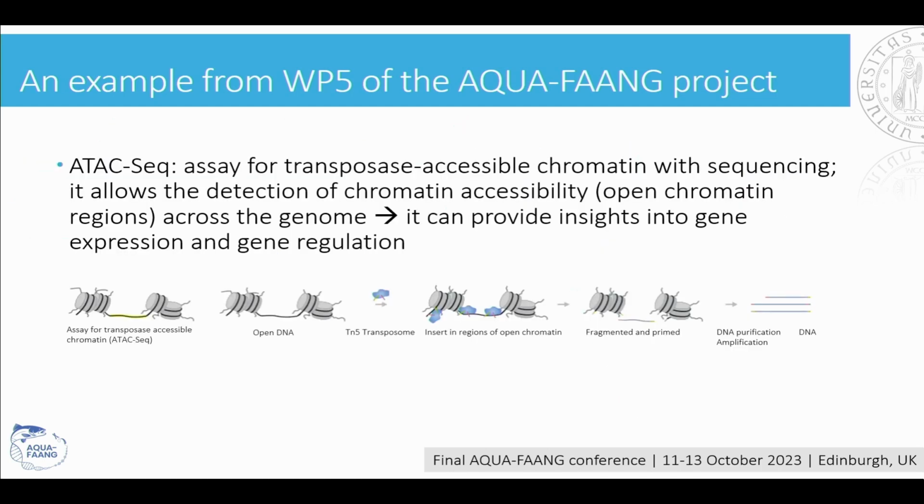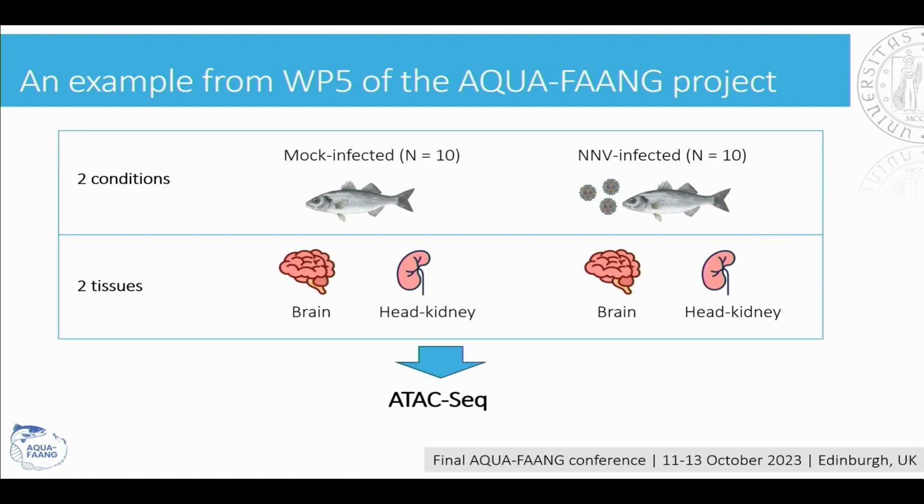So this is just the ATAC-seq analysis that we performed, so we have already seen that. In our case, we had two conditions, the mock-infected animals and the nodavirus-infected animals. And for each condition, we sampled two tissues, the brain and the head kidney. The brain, because it is the target tissue of the virus, and the head kidney, because it has a very important immunity function. And this information was used to perform ATAC-seq analysis.